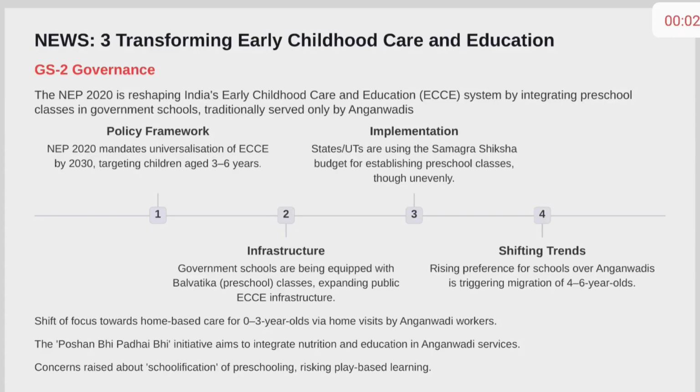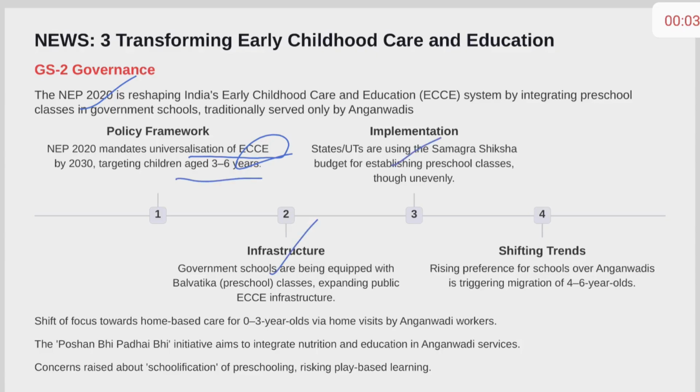Transforming early childhood care and education comes under GS2. National Education Policy 2020 is reshaping India's early childhood care and education system by integrating preschool classes into government schools. Policy framework: NEP 2020 mandates universalization of ECCE by 2030, targeting children aged 3 to 6.